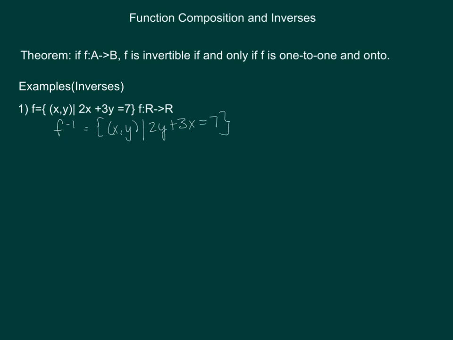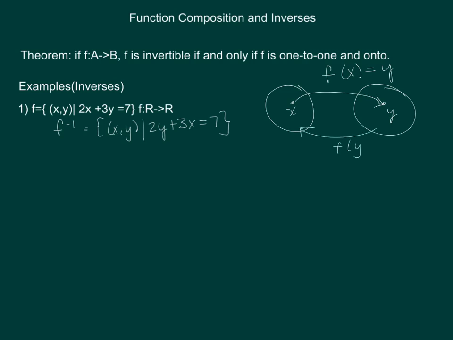So all I did was swap the x and the y, essentially because if I map this x to this y in f, so in other words, if in f I have x goes to y, then for the inverse, what I want is for my y to go to my x. In other words, I'm just swapping my x's and y's.